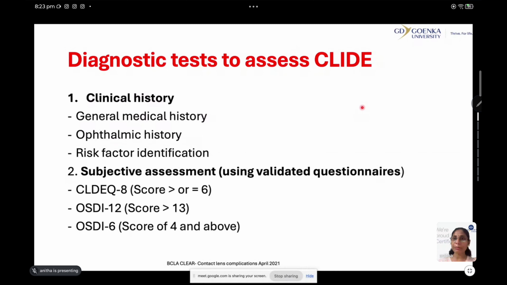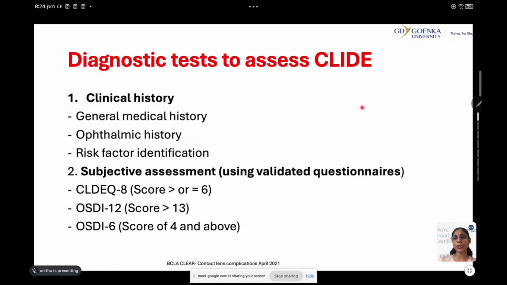So that should include your general medical history, ophthalmic history, and risk factor identification. We did go through a couple of slides on individual risk factors. So that should be in your mind whenever you are probing and asking those related questions. Of course, next is the symptoms. So subjective assessment by using validated questionnaires. There are plenty of symptomology questionnaires that are available. The preferable ones would be the CLDEQ-8 questionnaire or the OSDI-12 or OSDI-6 questionnaire.